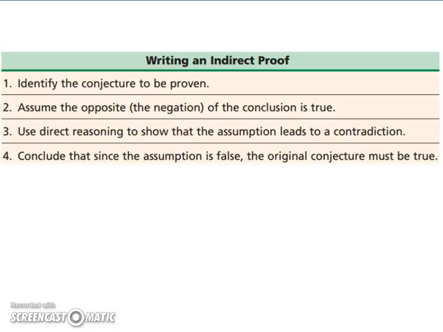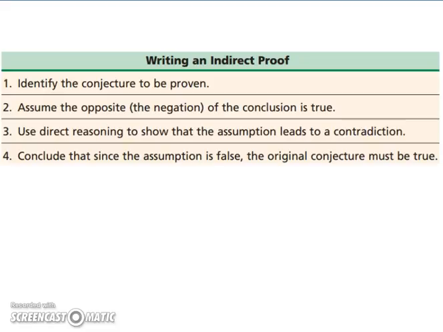Let's first look at writing an indirect proof. Identify the conjecture to be proven. Second step, assume the opposite of the conclusion is true. Once you have assumed the opposite, use direct reasoning to show that the assumption leads to a contradiction, meaning it leads to the fact that it can't make sense with the given information. And then 4, conclude that since the assumption is false, the original has to be true.